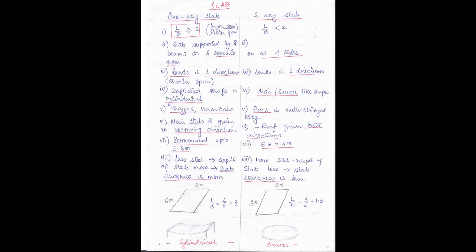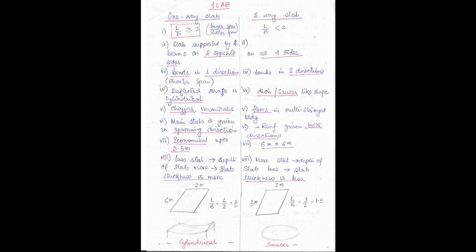Sixth point. Main steel is given in the spanning direction, that is, the steel reinforcements are given in the spanning direction. In case of a two-way slab, the reinforcements are given in both the directions. A one-way slab is economical up to 3.6 meters, whereas a two-way slab can be provided in case of a 6 meter by 6 meter span also.